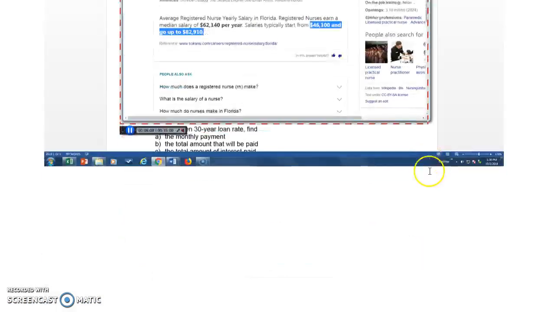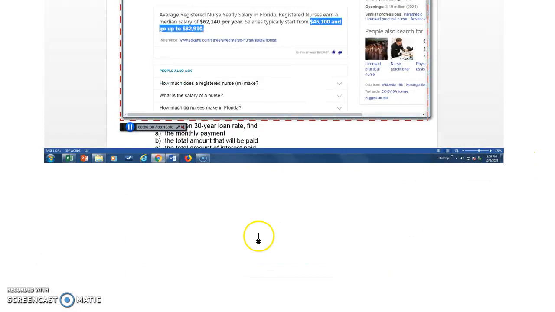So back in my typed essay, I'm going to show $46,100 divided by 12 is equal to $3,841.67, rounded appropriately to the nearest cent. So that is my per month wage before any taxes or deductions.